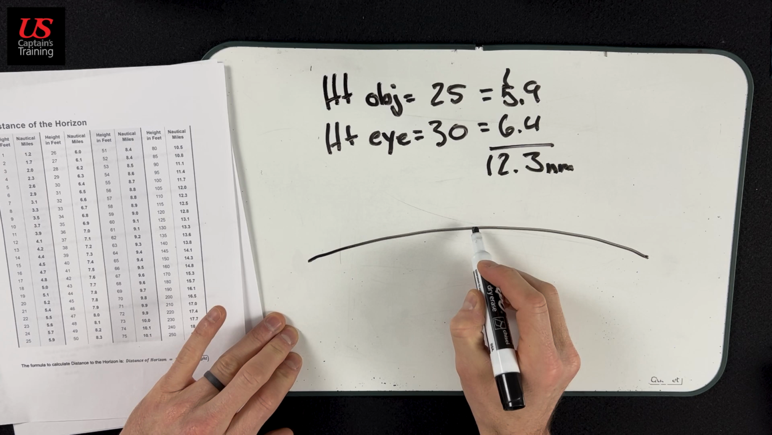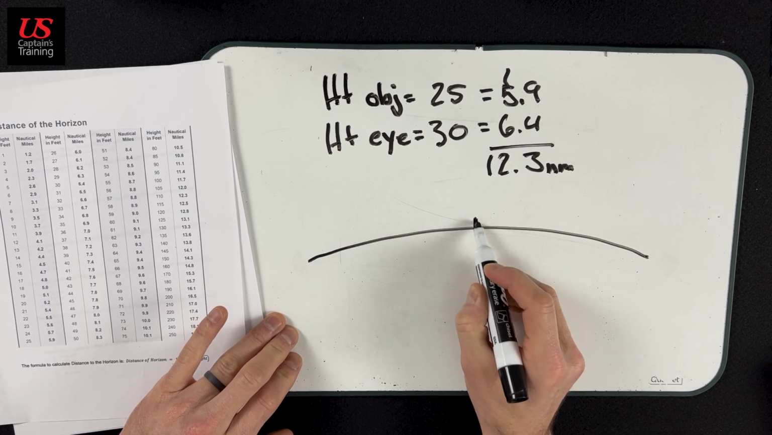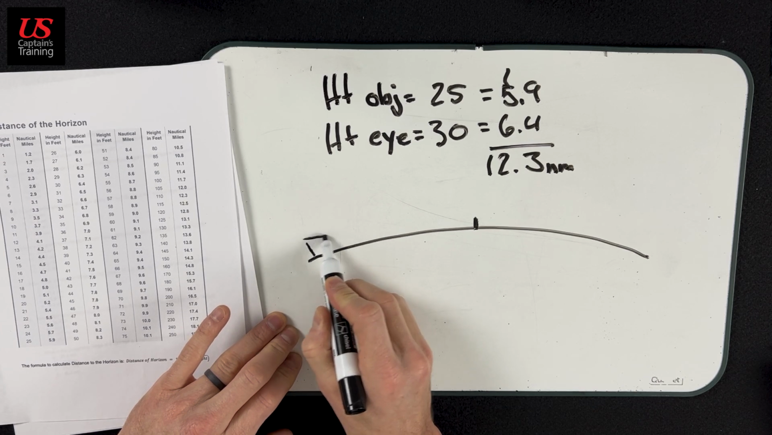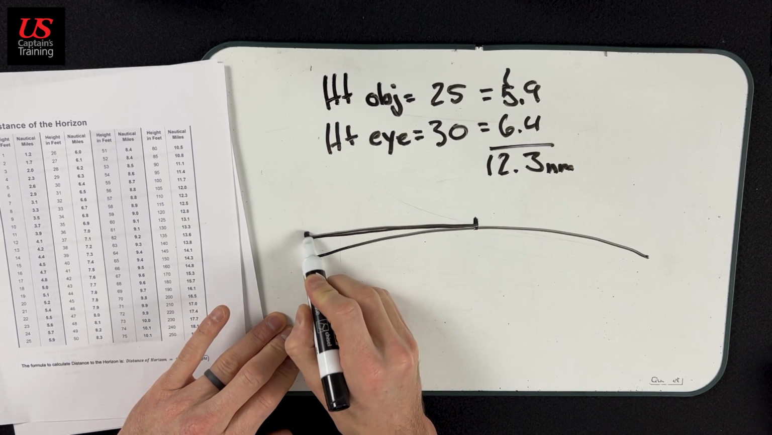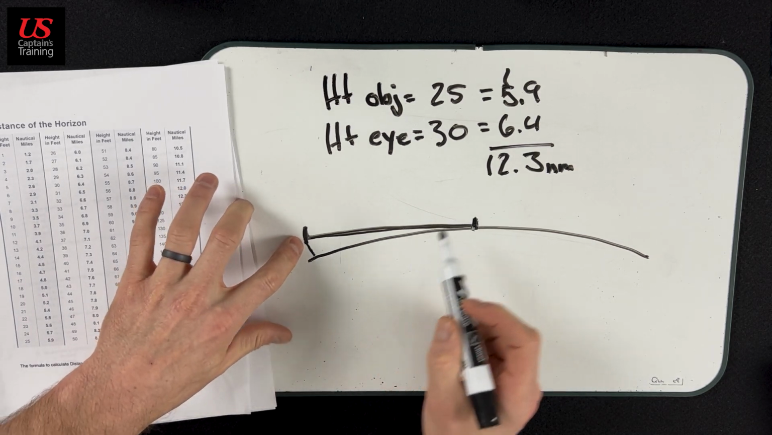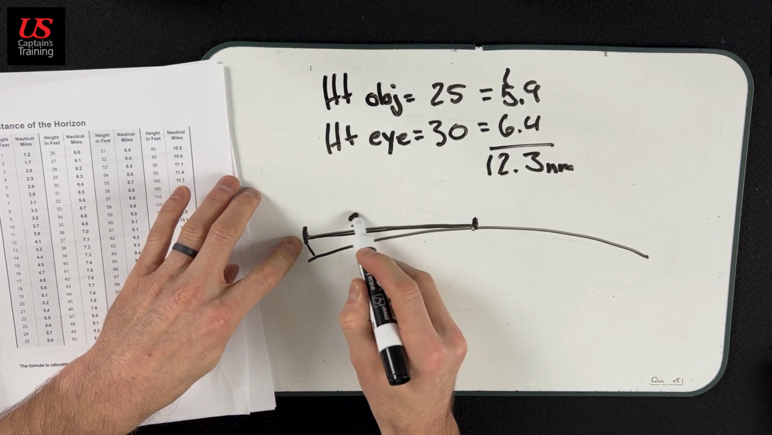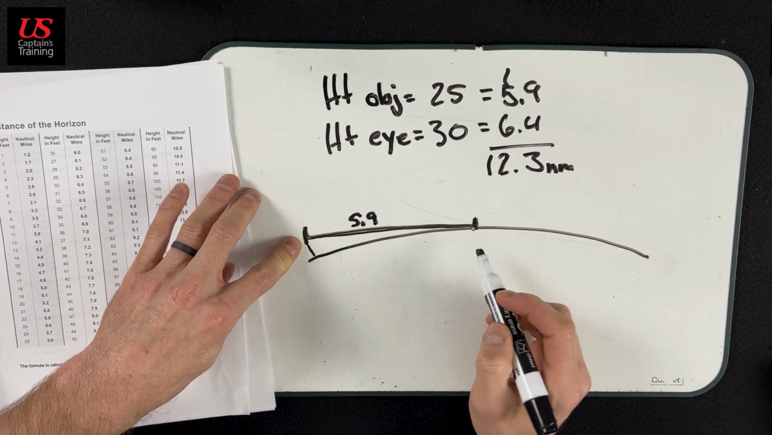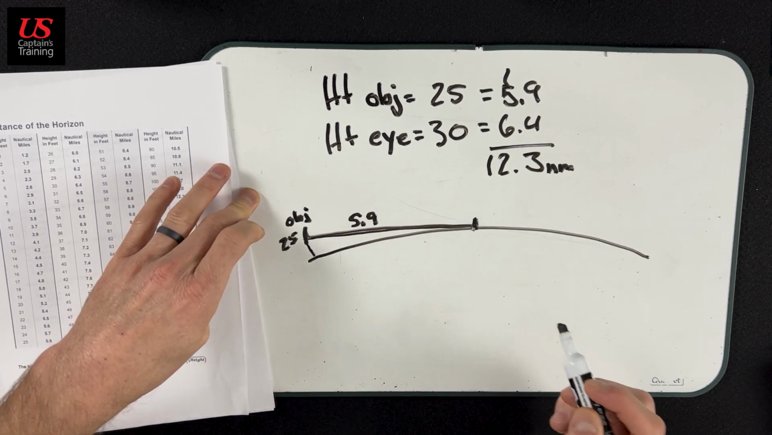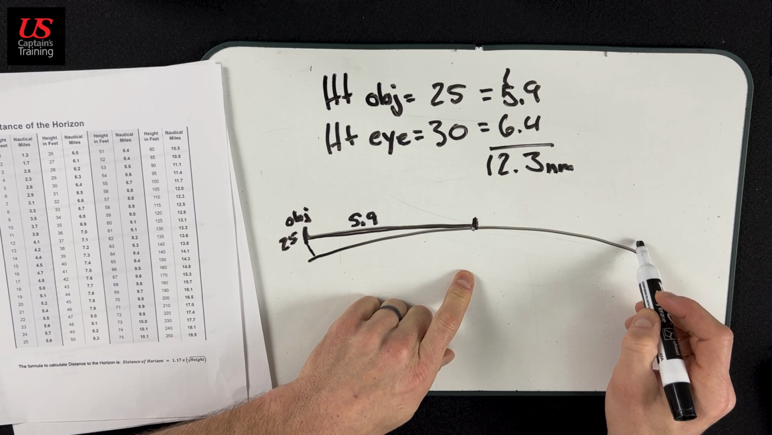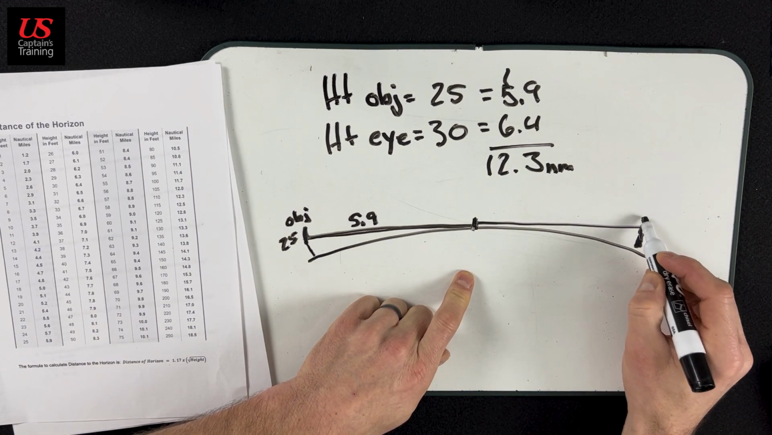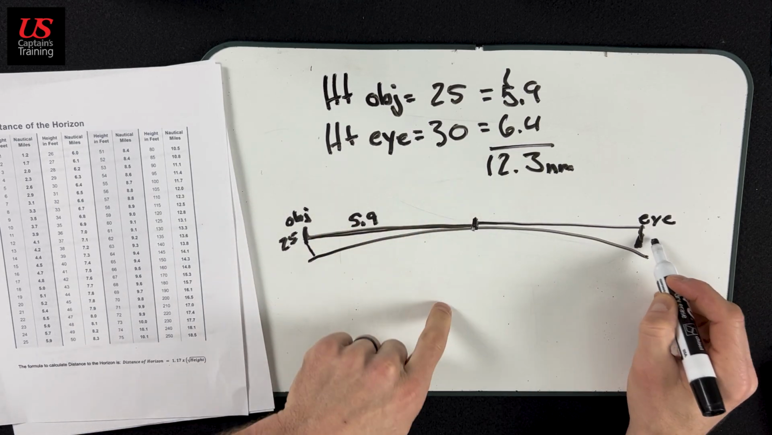Here's the Earth. The Earth has a curved surface, right? Let's say this is the horizon. Over here, we have an object, and there's a certain distance from that object to the horizon. The object was 25 feet tall, which gave us a distance to the horizon of 5.9 nautical miles. And then over here we have the height of the eye, and it was 30 feet tall.